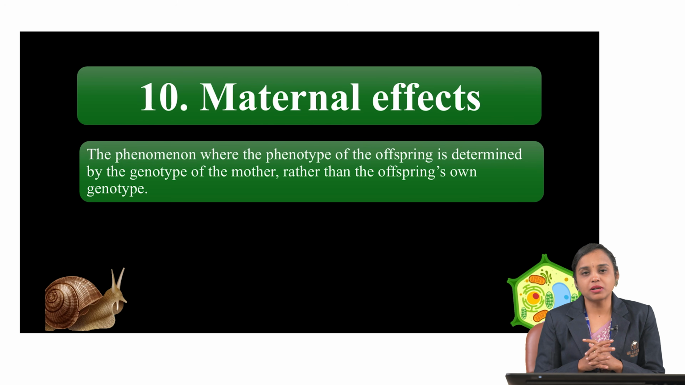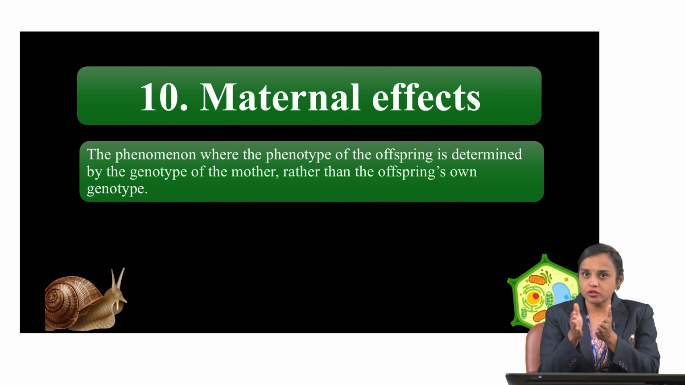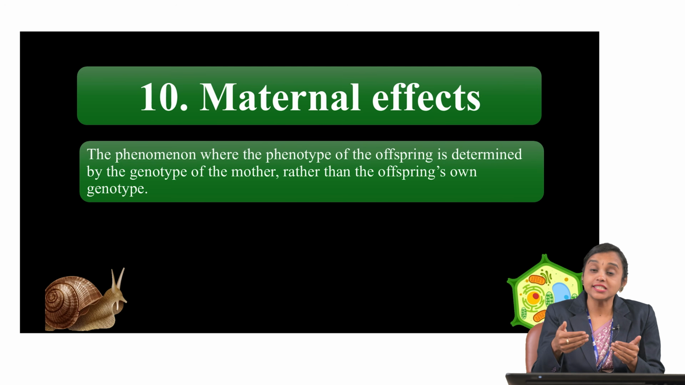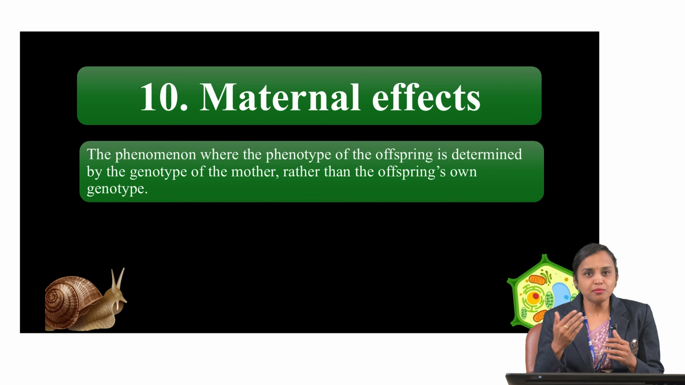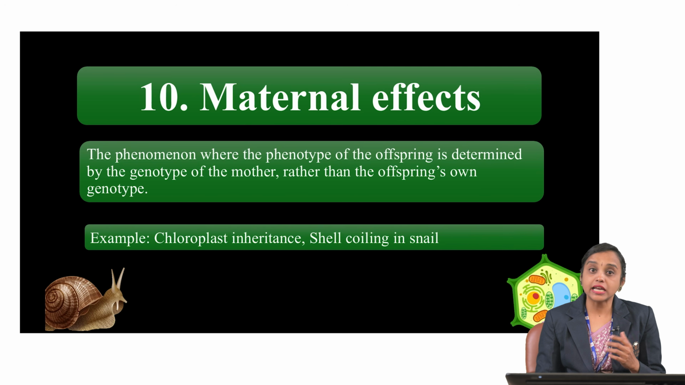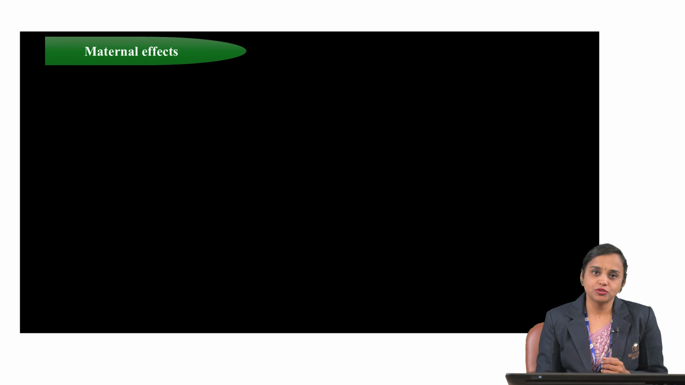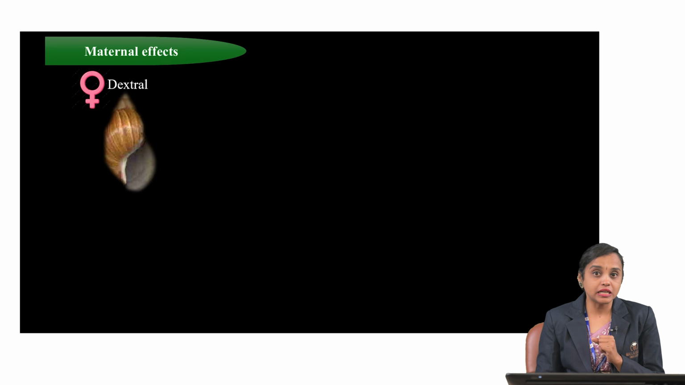Other features of cytoplasmic inheritance are that it does not follow Mendelian inheritance, it shows reciprocal differences, and the traits expressed are related to metabolism, since mitochondria and chloroplasts are involved in energy and pigment formation. Let me explain some classical examples of cytoplasmic inheritance one by one. One of the best known examples comes from a freshwater snail.